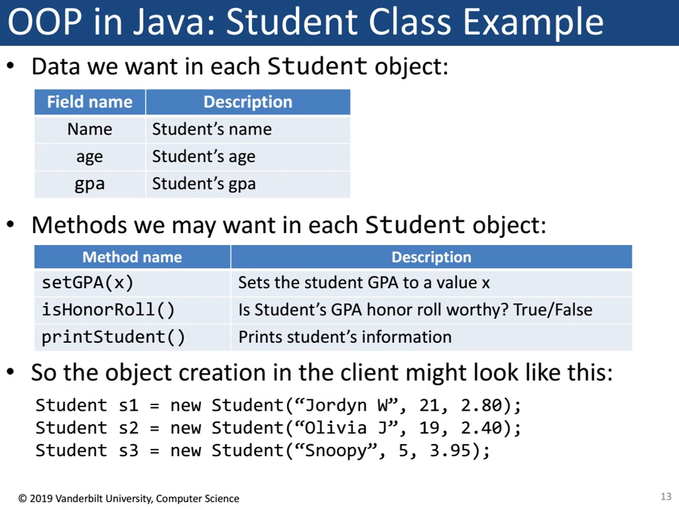setGPA is going to set the value of the student's GPA to whatever is passed in parameter x. The next method is onHonorRoll. This will return a Boolean value, true or false, for whether or not a student's current GPA is honor roll worthy. And finally, we have printStudent, which will print the student's information. So this is what it should look like when we're done creating our Student class. We should be able to create some reference variable called s1 of type Student, and assign it a new Student object which has this information.